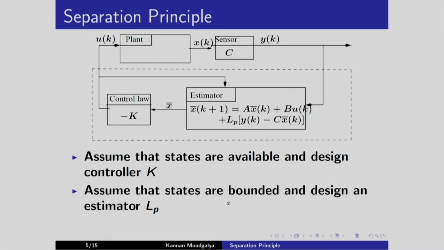So we have to make the assumption that the states are bounded, but the states will not be bounded if there is no good controller. So here we assume that the controller is already designed and in place and go on to design L_P. While designing K, we assume that the states are available, that is, an estimator is already available and so we can use that. So we design this K and L_P in parallel, assuming the existence of the other quantity. This is known as the separation principle.